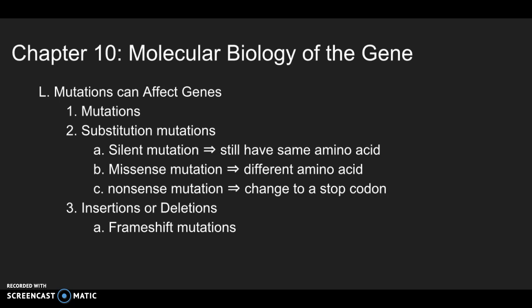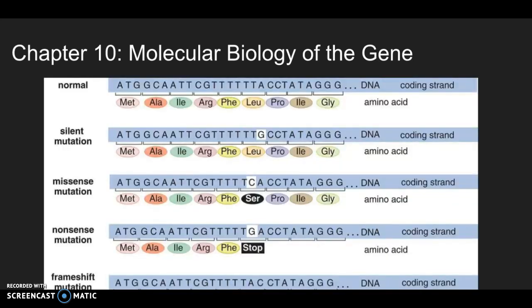Now, in a nonsense mutation, the chain of amino acids is going to be inhibited or stopped prematurely because the change results in a stop codon. Frameshift mutations are often seen as the most harmful because you can have an insertion or a deletion of a base pair that can throw off the entire frame of the bases that are being transcribed, and this can lead to a chain of amino acids that is completely different than what was originally desired.